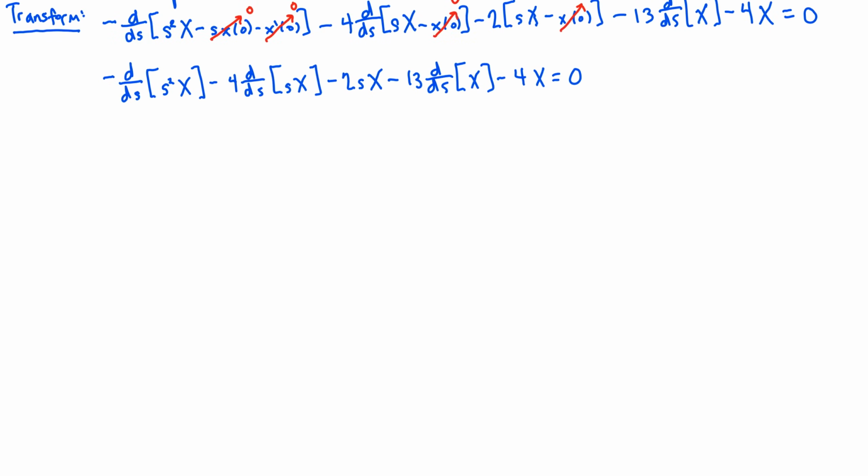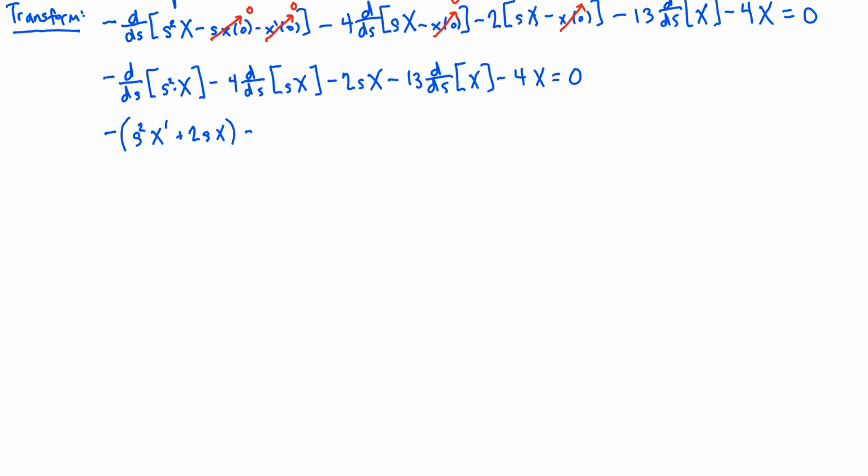So on this first term, when I find the negative first derivative of s squared x, I have to realize this is a product of two functions of s. And so I'm going to have to use the product rule to do that. So we have negative times, now applying our product rule, we have the first function s squared times the derivative of the second, and that's x prime of s. Again, I'm leaving the argument off, plus the derivative of the first function 2s times the second.